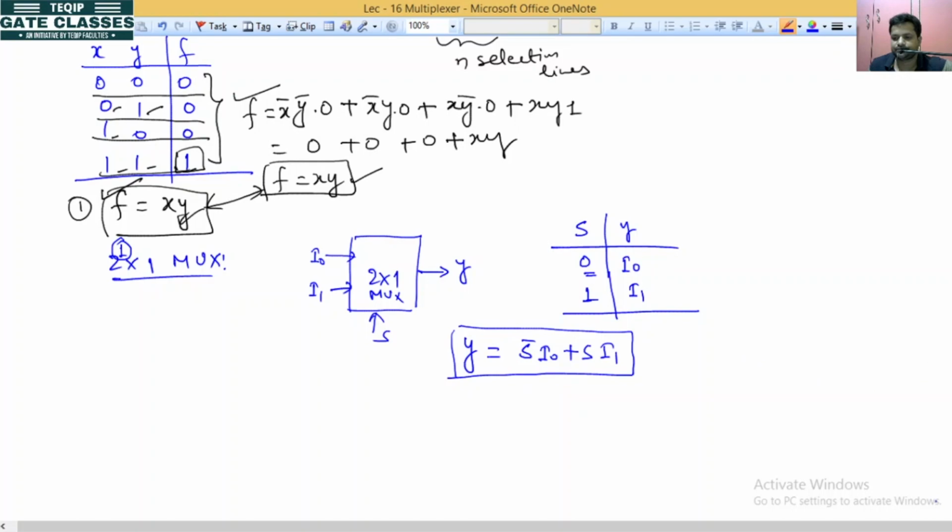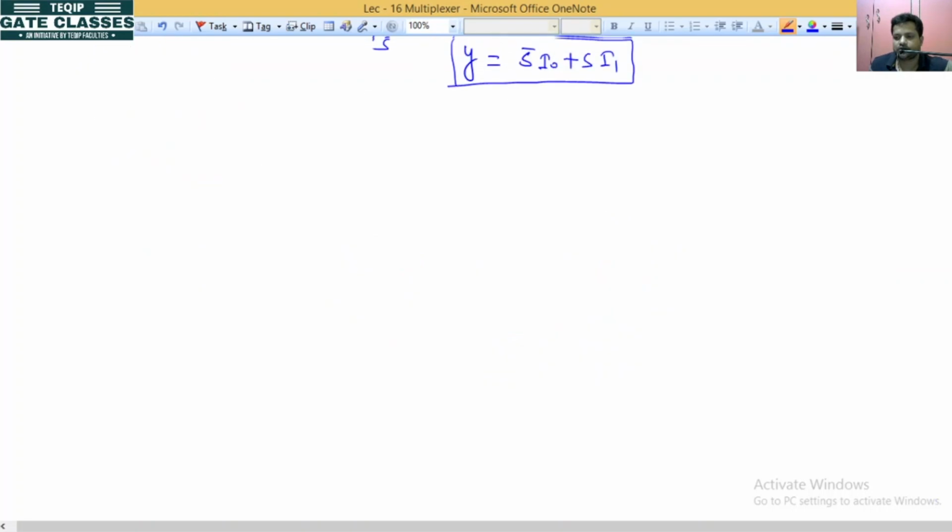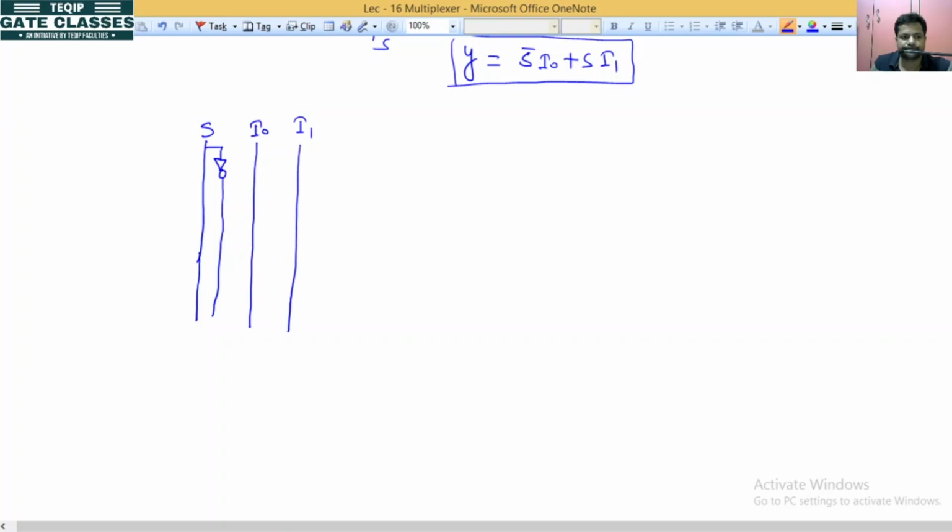So if you want to design a 2 cross 1 mux circuit, how do we do that? This is the S selection line, this is our NOT gate, because we have S bar also, and we have I0 and I1. So one line for I0, one line for I1. Now S bar I0, so this is S bar, this is I0. Now we are going to connect it with which gate? AND gate. So this one is an AND gate.